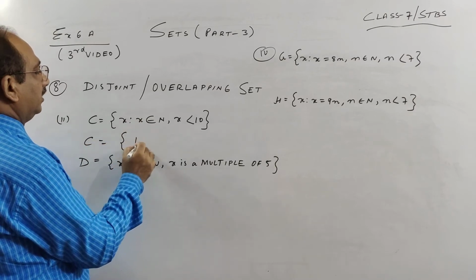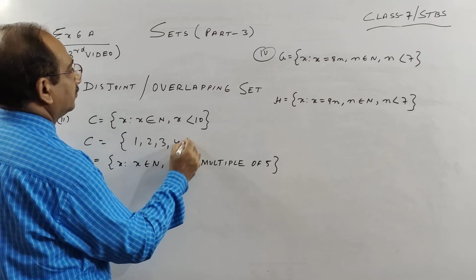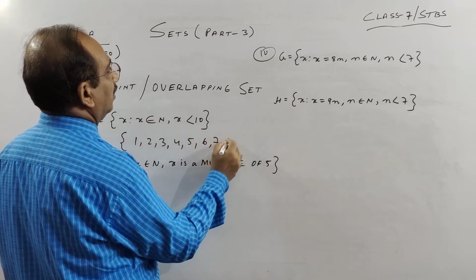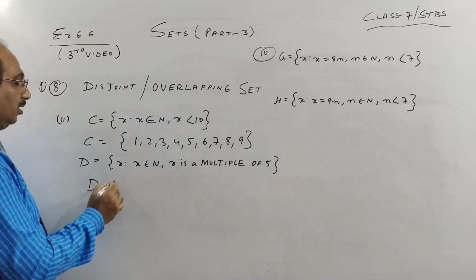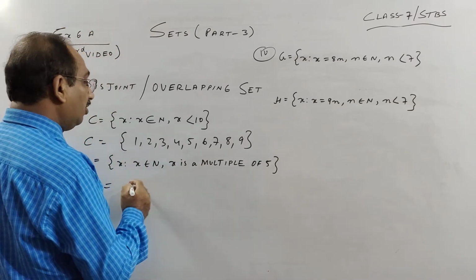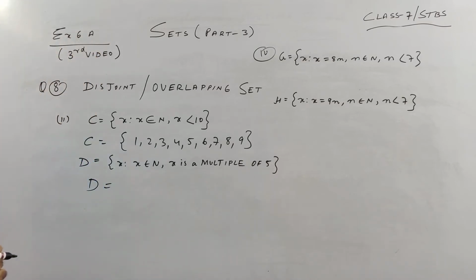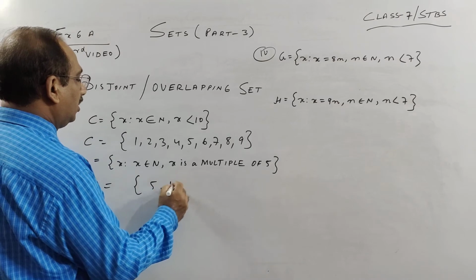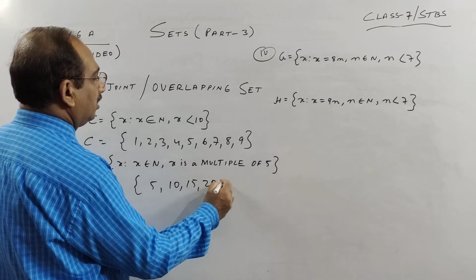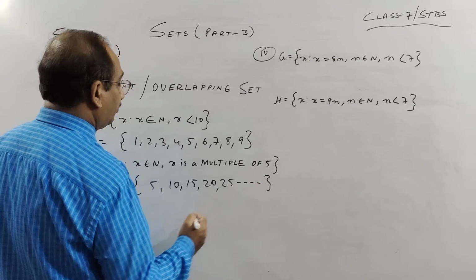Natural numbers less than 10. So less than 10, this is the natural number set. Set D is the multiples of 5. D is x such that x is a natural number and x is a multiple of 5. So this will be an infinite set, children: 5, 10, 15, 20, 25. It will go on up to infinity.